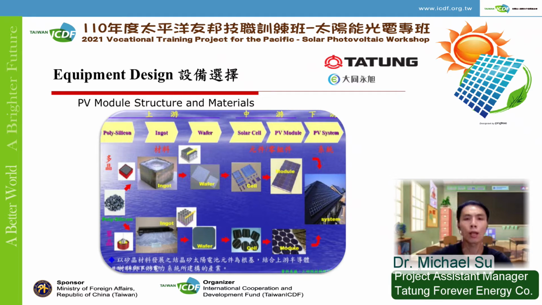Now, when we're choosing the equipment, we can look at it from the modules aspect. It can be divided into upstream, midstream, and downstream. Upstream is mostly materials such as the silicon wafer. Silicon can then be divided into polycrystalline silicon and monocrystalline silicon. In the past, it's mostly polysilicon, but in recent days, we use monosilicon because of its performance. Its performance is better. That's why the solar cells that are used mostly are composed of monocrystalline silicon.